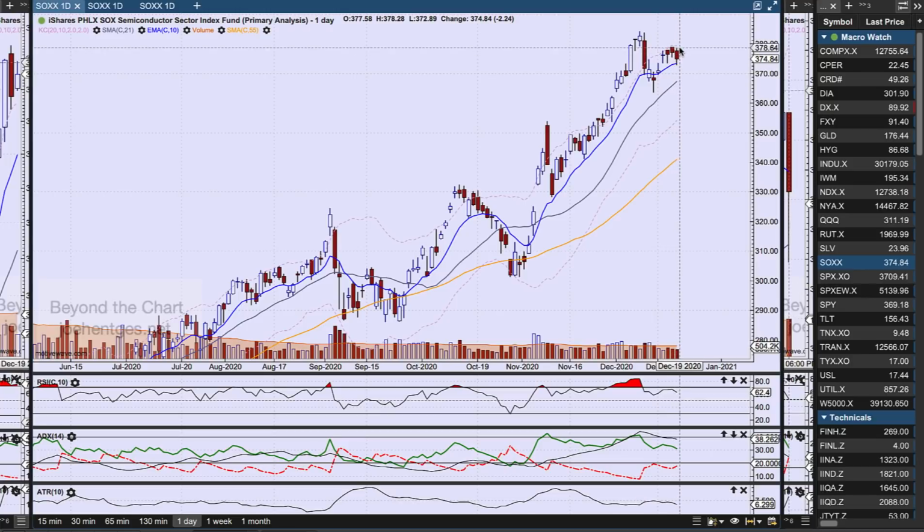Again, what are we trying to do with these price charts? We're trying to judge when the breakdown is occurring. When is it starting to roll over, et cetera? Okay, so that is the picture on the semiconductors.